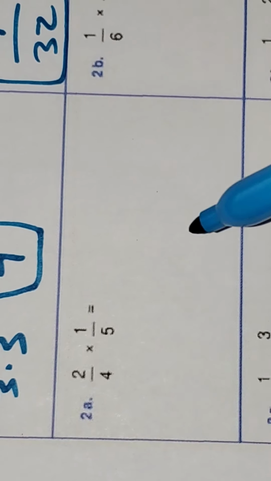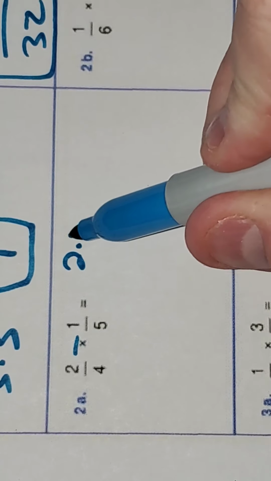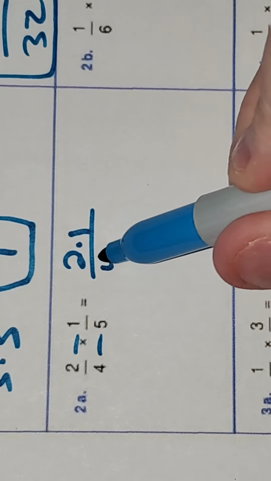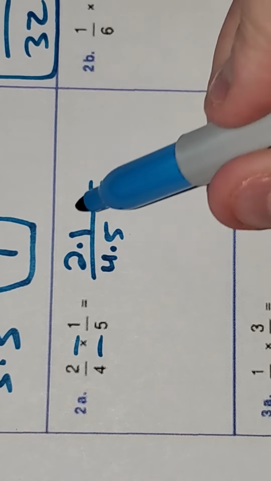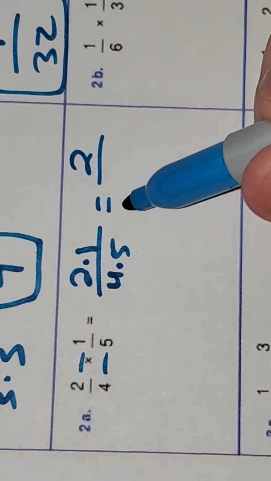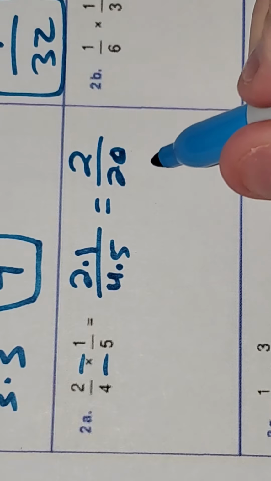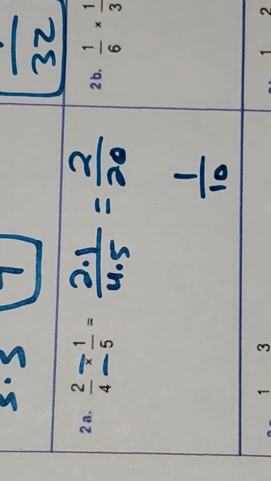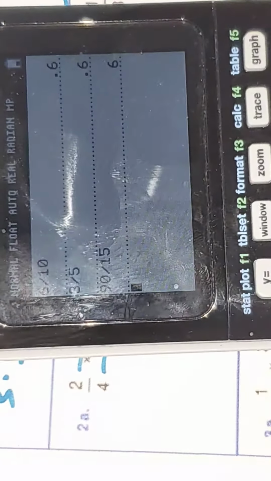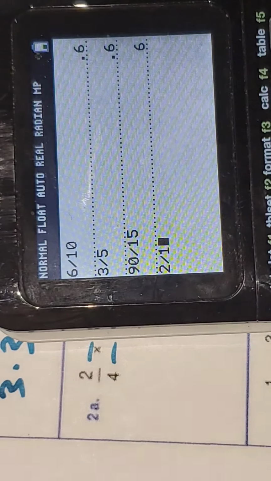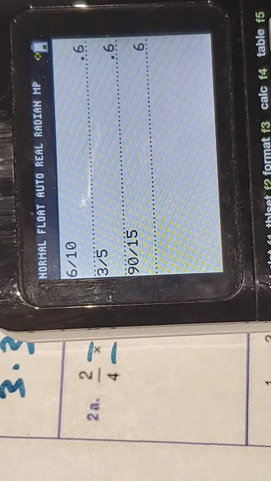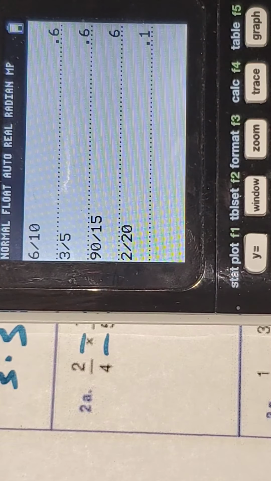This one, I'm going to show you 2 different ways. If we just straight up multiply, we have 2 times 1, and we have 4 times 5. 2 times 1 is 2. 4 times 5 is 20. This will literally be 1 over 10 when we're done. But if you don't understand that in your calculator, be sure to take your 2 and divide by your 20. And you're going to get that 0.1.